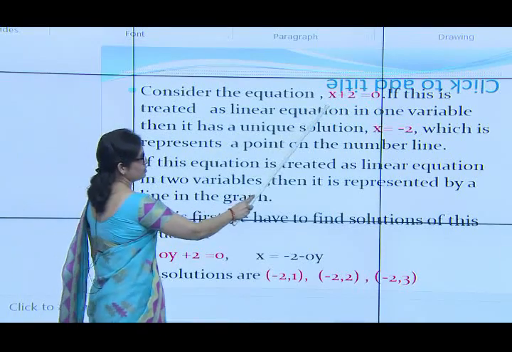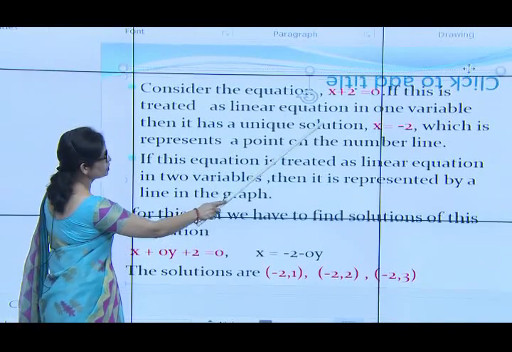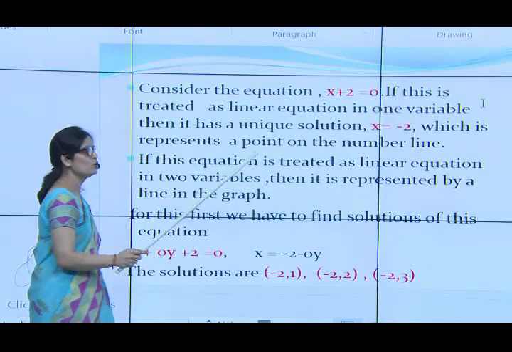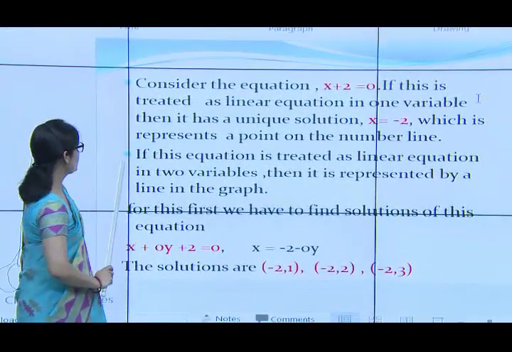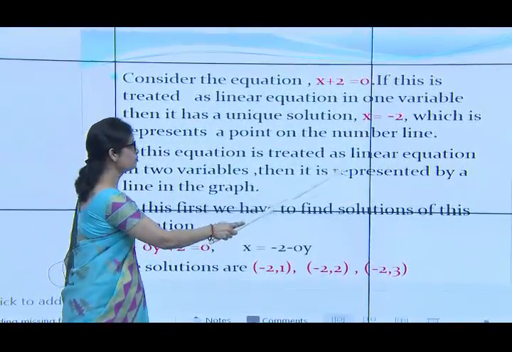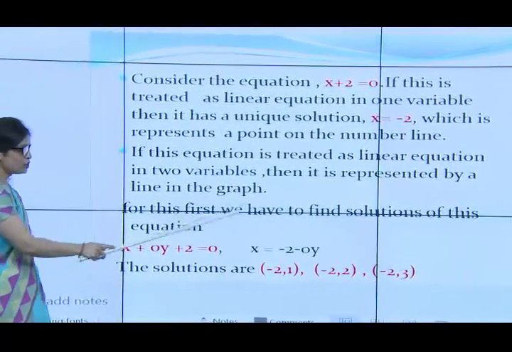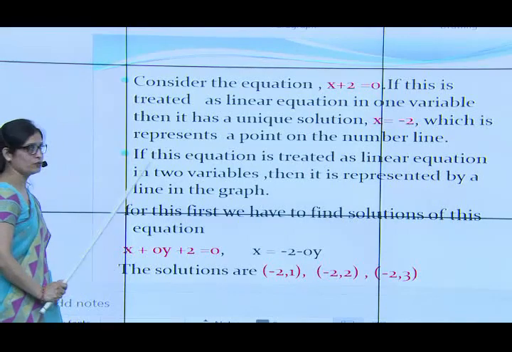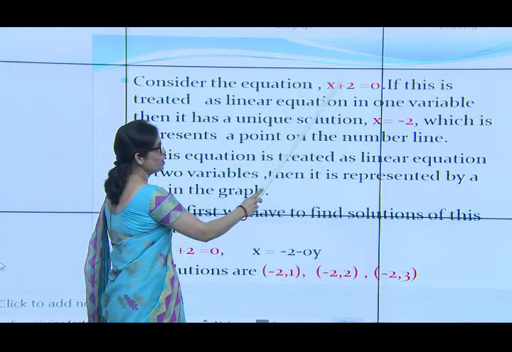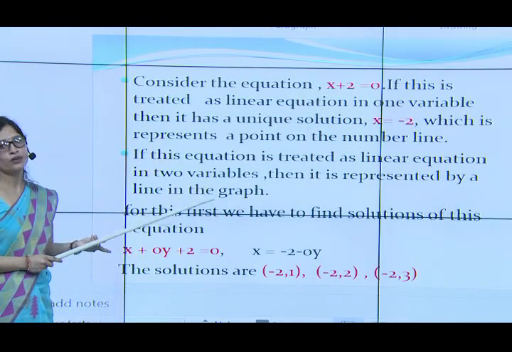Now consider the equation x plus 2 equals 0. If this equation is treated as a linear equation in one variable, then it has a unique solution, x equals minus 2. We have discussed this point. If it is treated as a linear equation in two variables, then it is represented by a line on the graph. For this, first we have to find solutions of the equation. Now we are going to draw the graph of this equation x plus 2 equals 0, which is given in one variable.